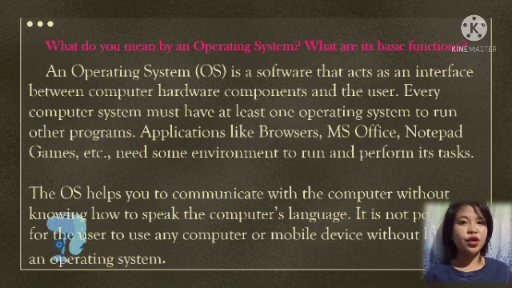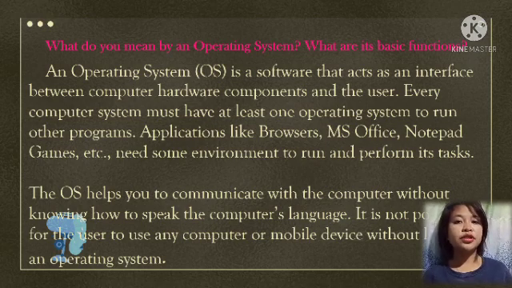What do you mean by an operating system? What are its basic functions? An operating system or OS is a software that acts as an interface between computer hardware components and the user. Every computer system must have at least one operating system to run other programs.